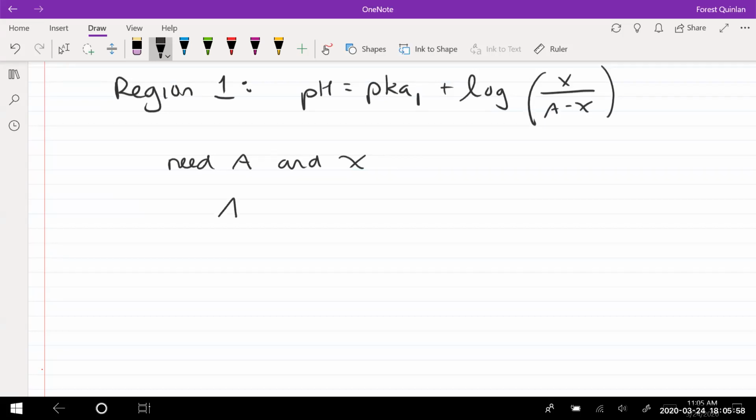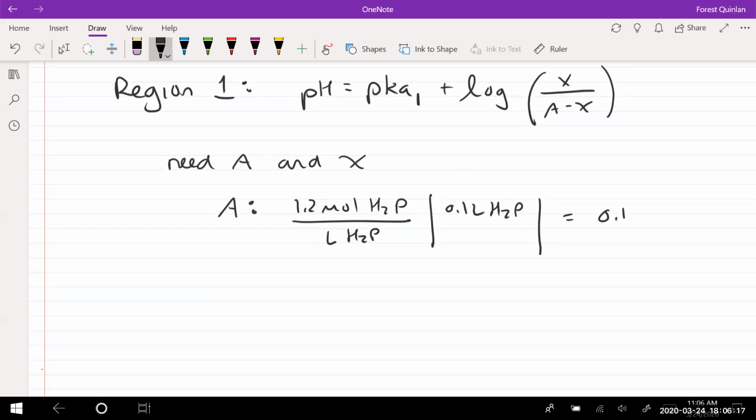Need A and X, so A. That's 1.2 moles of H2P per liter of H2P, and we had 0.1 liters of H2P, which means A is 0.12 moles of the acid. X.